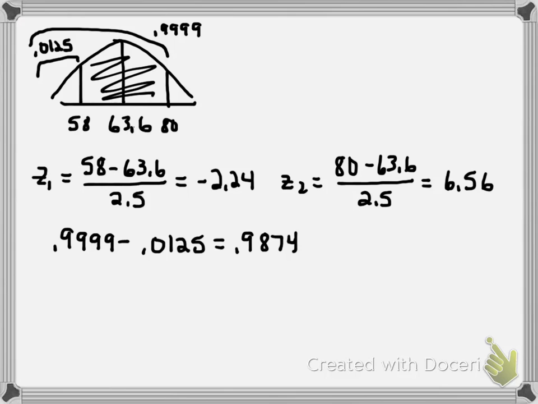But they asked us to find the percentage. So now we need to move the decimal point 2 places to the right and add the percent sign. That will give us 98.74%.